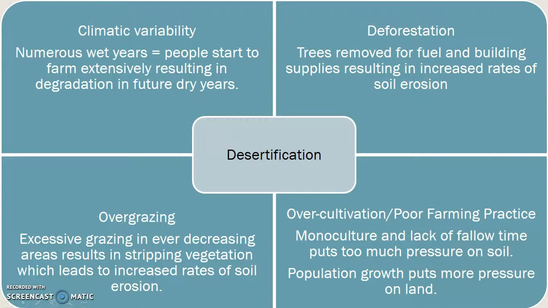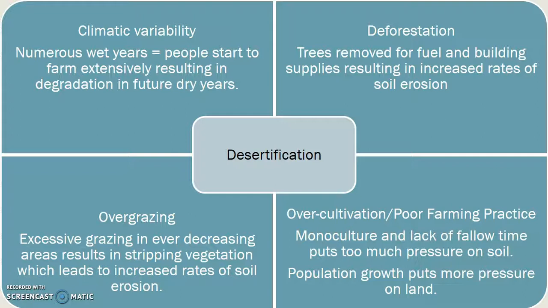The last two at the bottom are kind of on the same general theme: overgrazing and then overcultivation, or poor farming practices. Overgrazing is where we've got too many animals in one place, and they strip away all the vegetation in this area. Again, it leads back to the same kind of problems that deforestation leads to. You lose the roots, and then the soil isn't bound together, so it can blow away more easily.